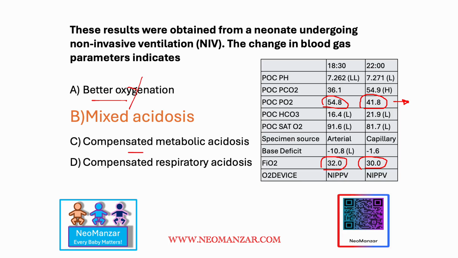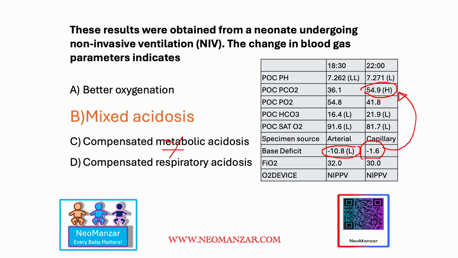What about compensated metabolic acidosis? So let me rub it off. We see that the acidosis, if you go by the base deficit, has definitely improved. But what happens when you compensate? When the body compensates, the CO2 goes down. Again, remember, with compensation of the metabolic acidosis, the CO2 goes down, and here the CO2 is up. So this is not compensated metabolic acidosis.